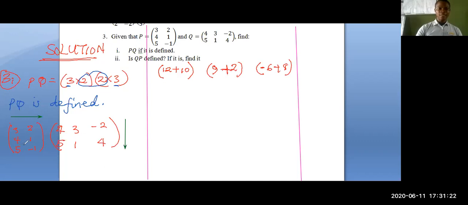Now, taking the next row to repeat the same thing. This row comes under this row, so the next answer will come here, here, and here. That is what you are doing now. Okay, so now 4, we go again through each of the columns.